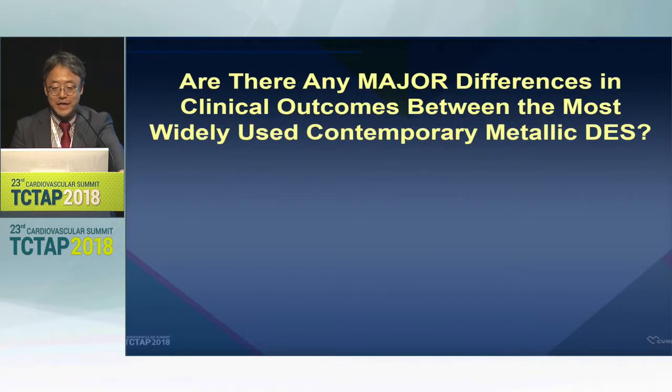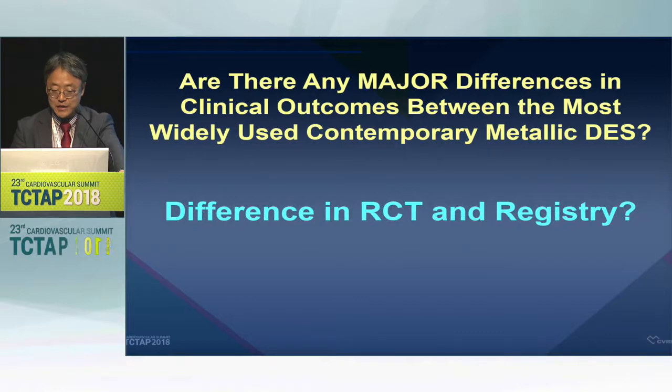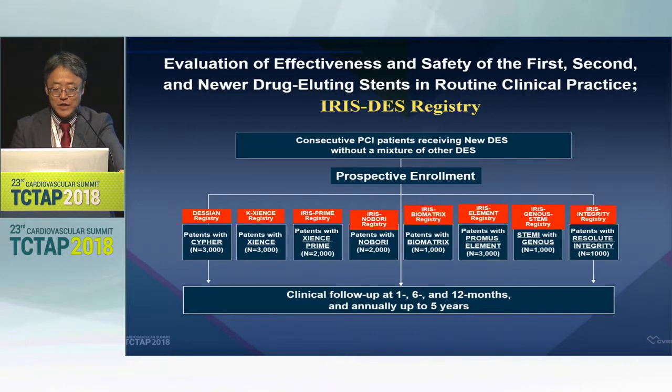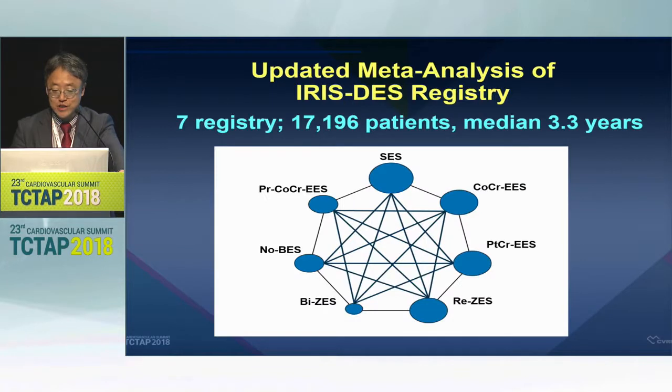So, are there any major differences in clinical outcome between the most widely used contemporary metallic stents, and what is the difference between RCT and registry? To evaluate comparative effectiveness research, we did several stent-specific prospective registries. This is the IRIS-DES registry.